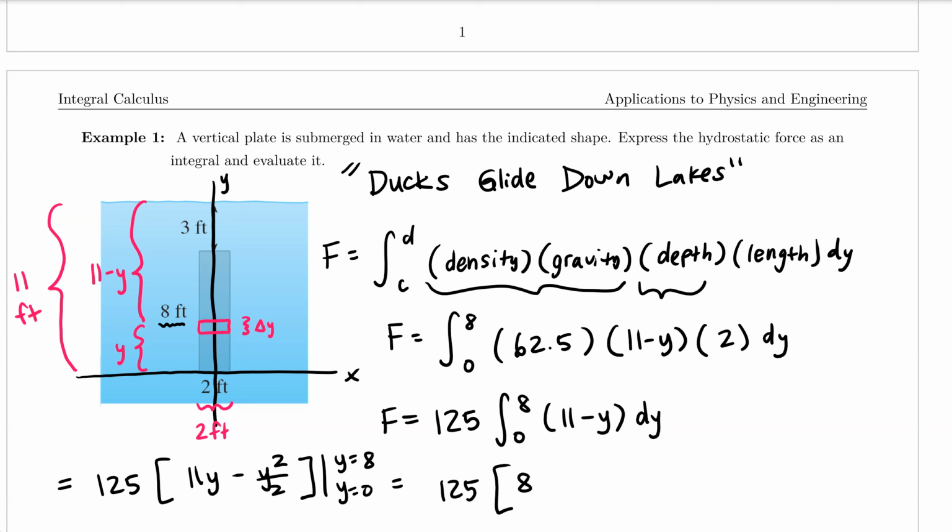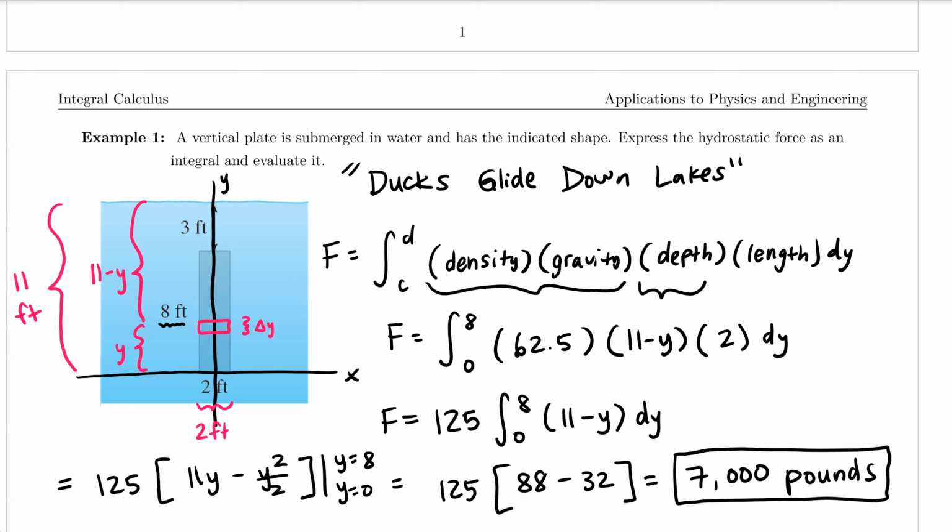And 11 times 8 is 88. And then we have 64 divided by 2, which is 32. Now, if we multiply those numbers together, this is going to end up equaling 7,000. And we are measuring a force here in the US customary system, so the units on this is going to be pounds. Our final answer is that the hydrostatic force is 7,000 pounds.